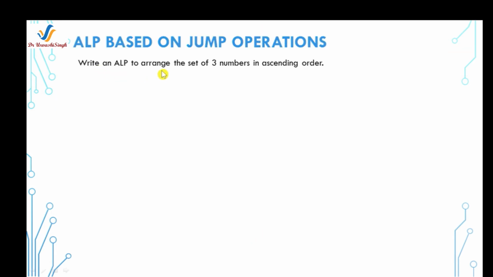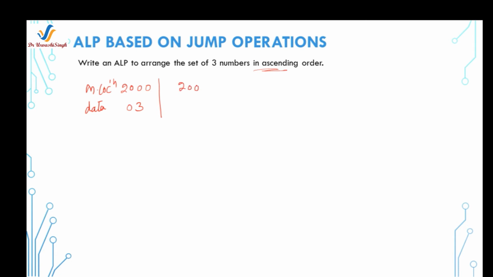Write an ALP to arrange a set of 3 numbers in ascending order. For this, students, let's first understand the process of arranging the numbers in ascending order. Here I am assuming that the size of the set is stored at the location 2000. So this is the memory location, and here I will write the data. After that, we have 3 numbers in consecutive locations.